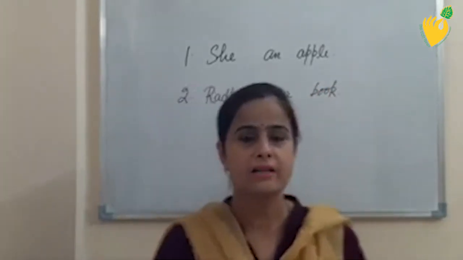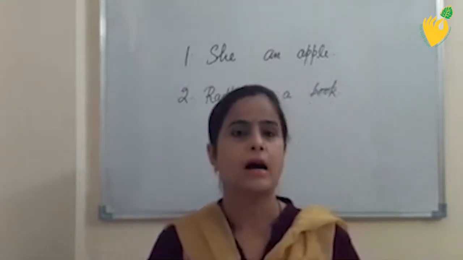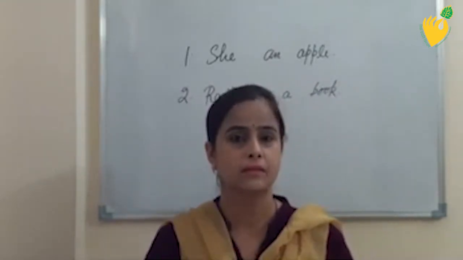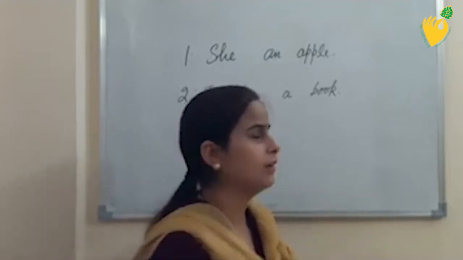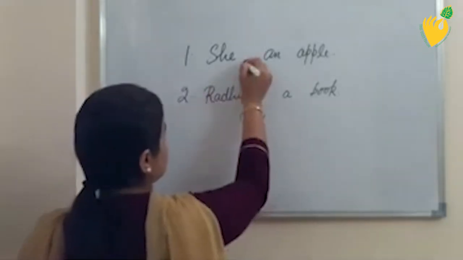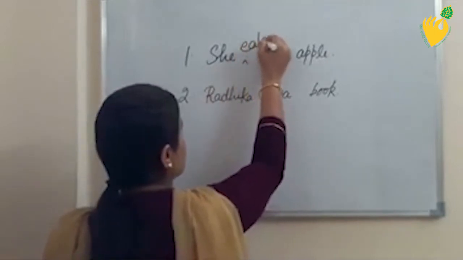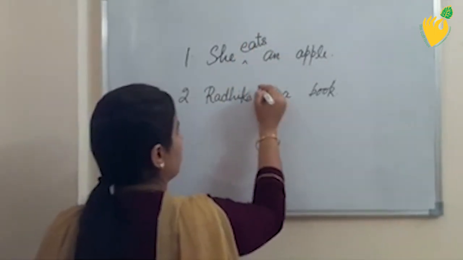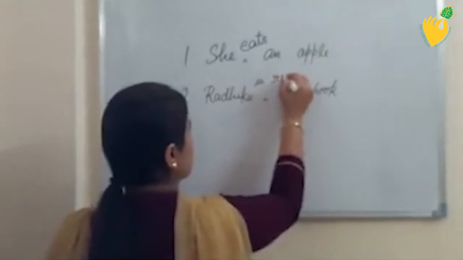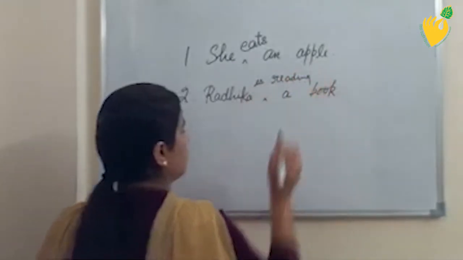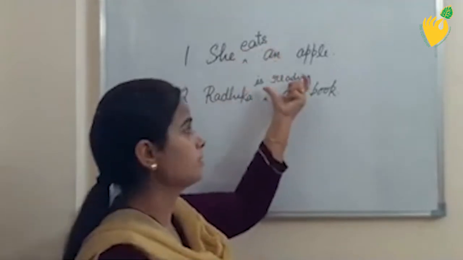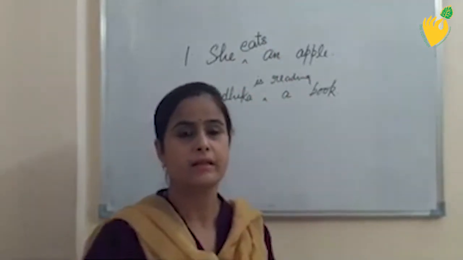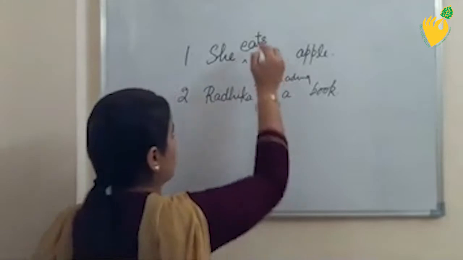Students, are these sentences complete? Are these sentences giving the meaning properly? No. Now let's have a look. She eats an apple. Radhika is reading a book. What is eats and what is reading? Yes, this is verb.